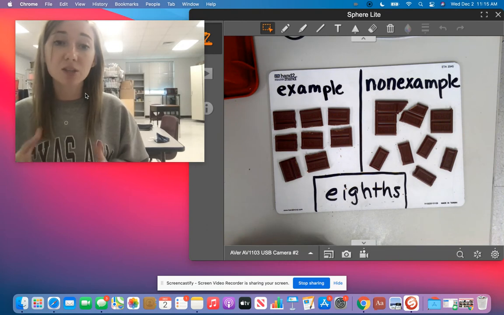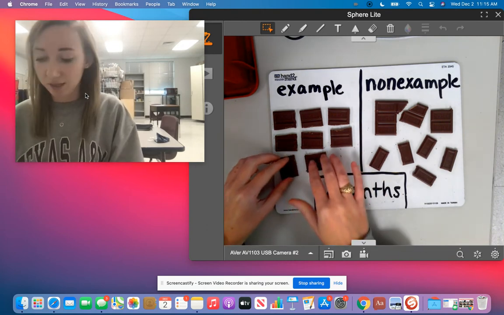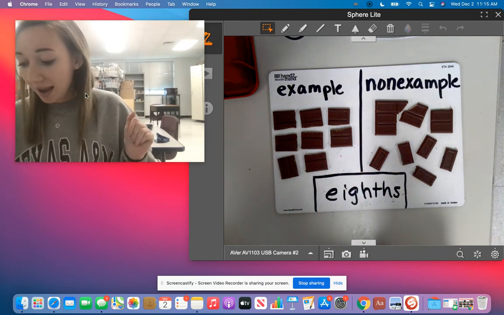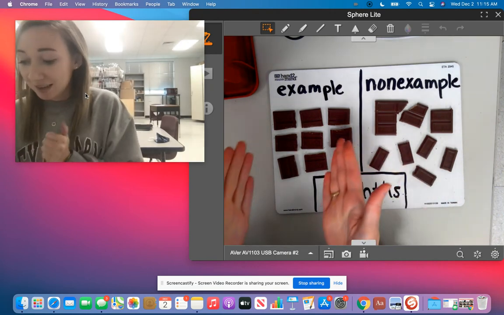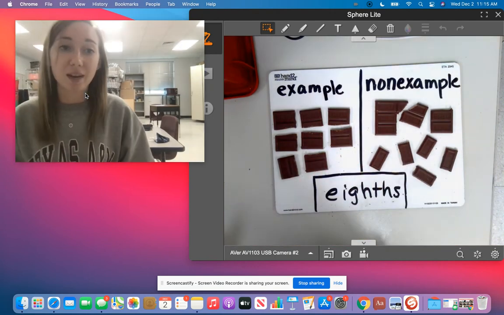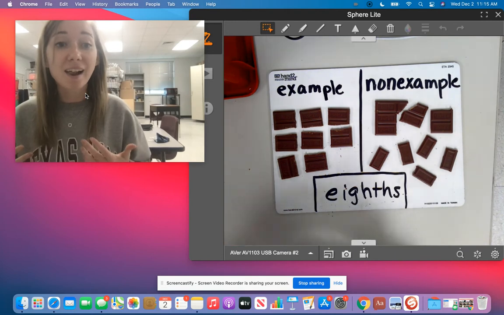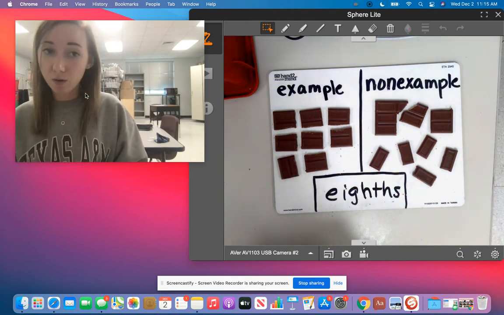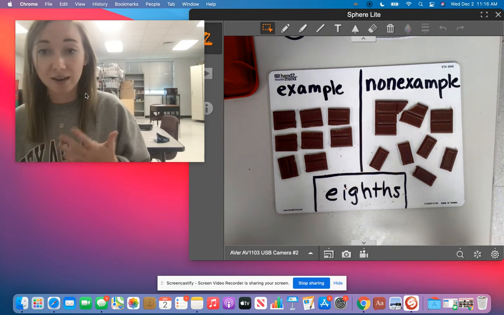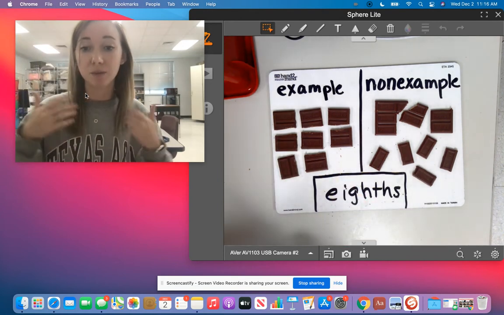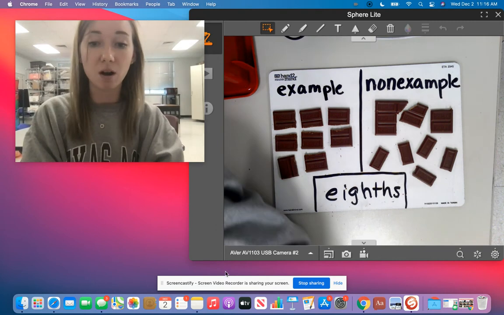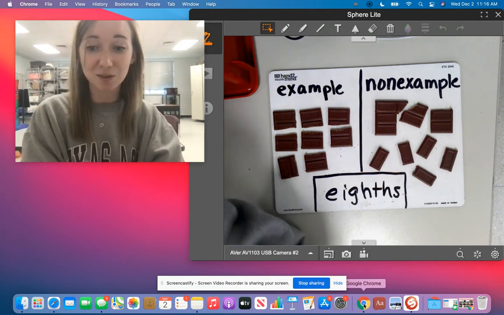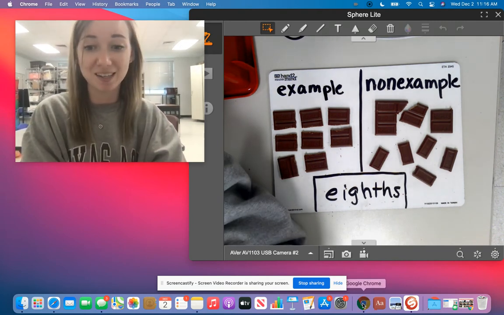Yeah, pretty much they are. As best as I could do it, these are equal parts. And does that mean that this is an example or a non-example of eighths? That means that this, since it is 8 equal parts from one whole, it is an example of eighths. So that is it for our little lesson. Thank you guys for joining me while I break all this chocolate into little pieces.